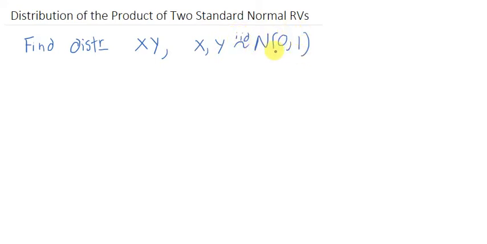Hi everyone, I came across another interesting problem today and it tripped me up when I first saw it, to be honest, and so I thought I would do a quick video about it. So the goal of this video is to find the distribution of XY when X, Y are IID standard normal.